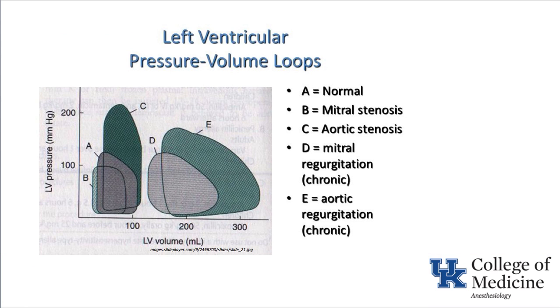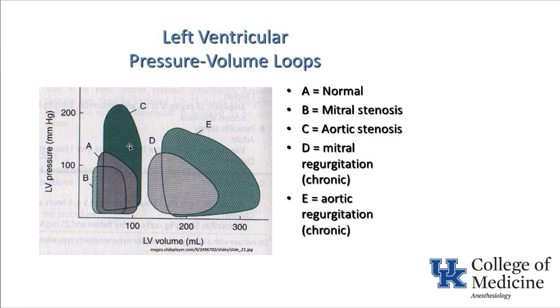Let's look now at the pathophysiologic pressure volume curves associated with the valvular lesions. Again, on the y-axis you see left ventricular pressure. On the x-axis you see left ventricular volume. Normal is represented by A. B represents mitral stenosis, and you can instantly see that the left ventricular volume is less in this patient. Mitral stenosis, underfilling of the left ventricle. So think of a small left ventricle with mitral stenosis.